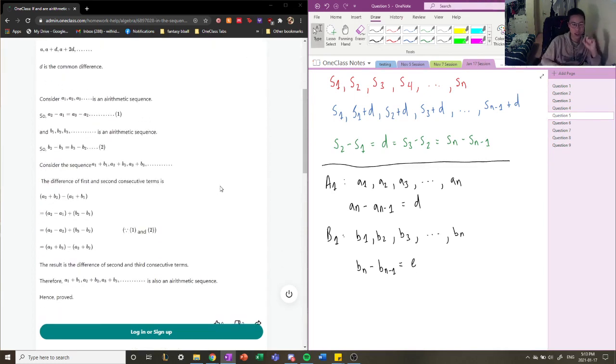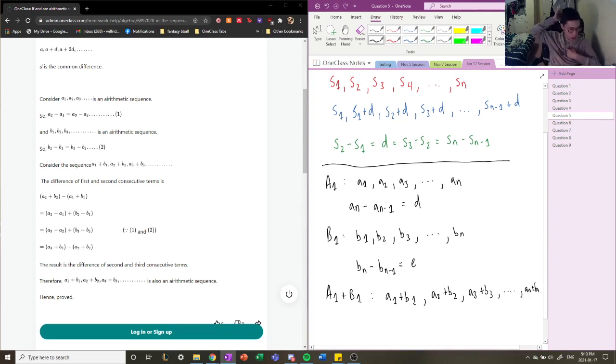Now, let's consider the sequence of A1 plus B1. What is that going to be? The sequence is A1 plus B1 as our first term, A2 plus B2 as our second term, A3 plus B3, and dot, dot, dot, An plus Bn. We need to show that the difference between these consecutive terms is going to have a common difference.